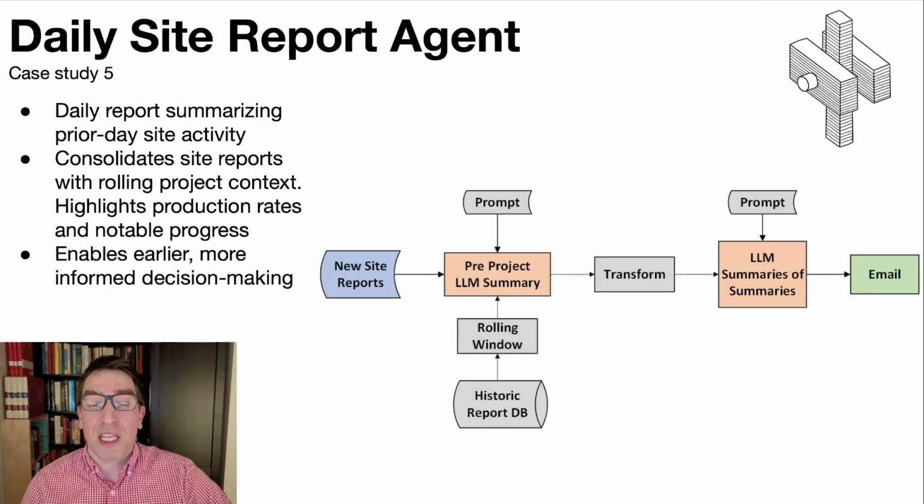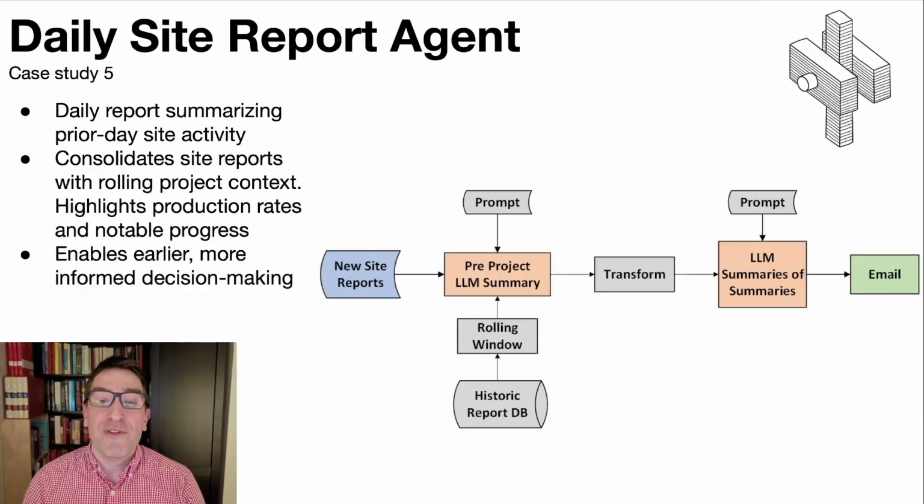So this looks at yesterday's site report. It also looks at this rolling window of previous site reports, and it does some different inferences on it to find out production rates or if there are any anomalies in regards to some scheduling information we've given it. We do some more transforms, and we create an LLM summary of summaries, and then we send it out as an email.